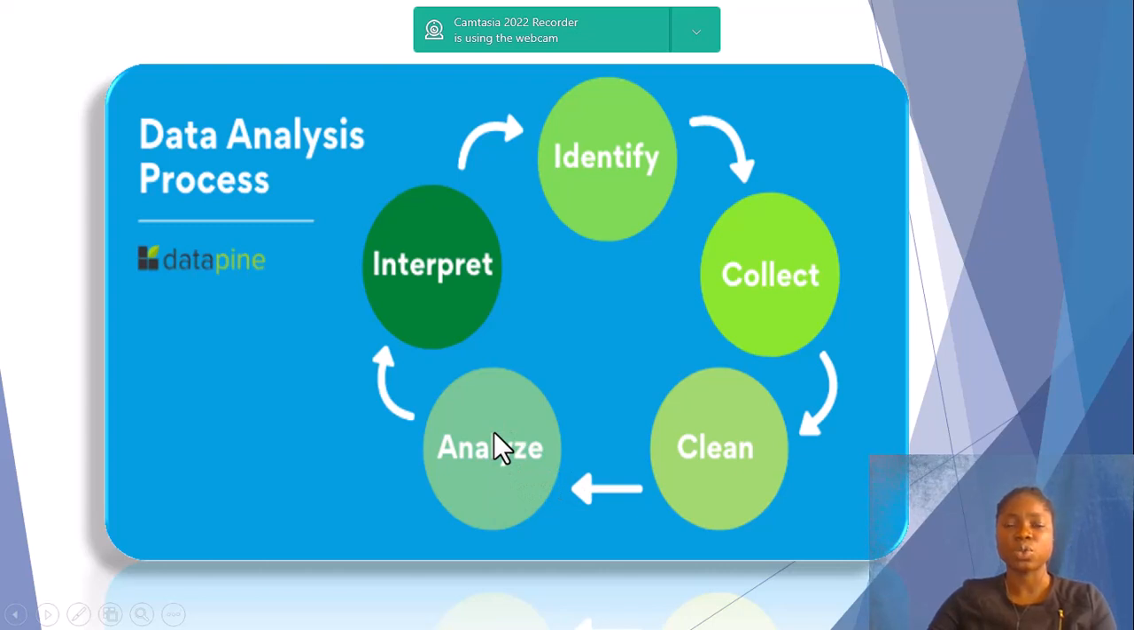Now you are settled. You know that you've done the right thing. You analyze. From analyzing, you now interpret. That's where you advise: don't do this, do this. Otherwise you are not advising and interpreting. You are only telling them, okay, this is what happened. According to the graph I have here, last year you sold this, this year you did this. That is basically what you are telling them in interpretation.